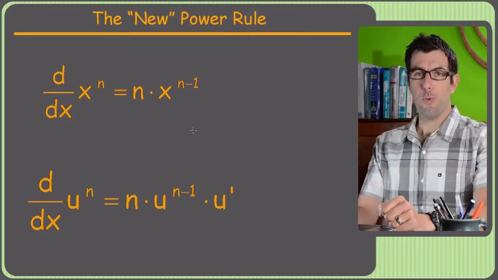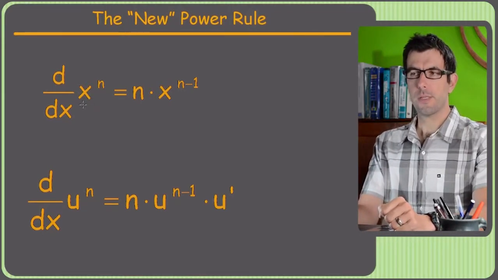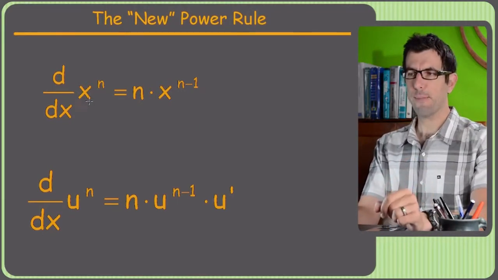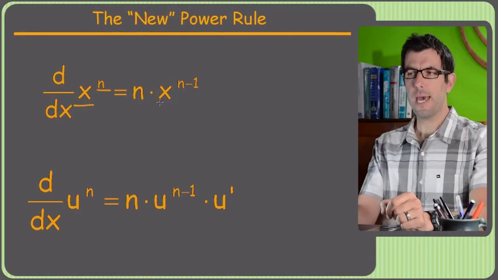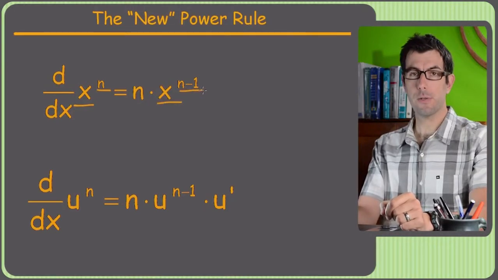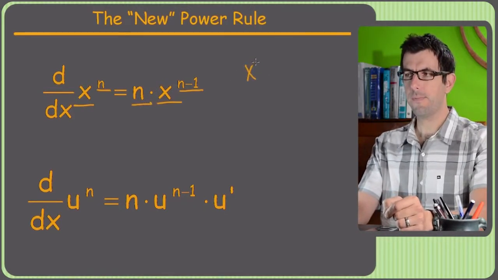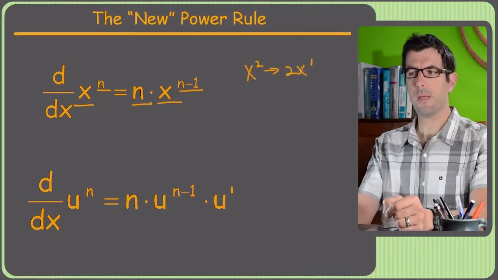So the new power rule, what is it? Well, here's the old one, in formula form. The derivative of x to any power would just be x to 1 less of that power. So take away 1 from the power, put the old exponent out front as a coefficient. So the derivative of x squared was just 2x to the 1.